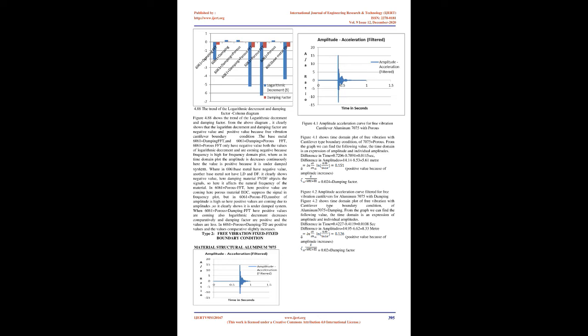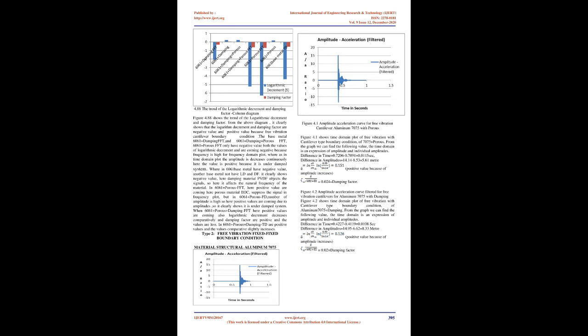Type 2, free vibration fixed boundary condition. Material structural aluminum 7075. Figure 4.1 shows time domain plot of free vibration with cantilever type boundary condition, of 7075 plus porous. From the graph we can find the following value. The time domain is an expression of amplitude and individual amplitudes. Difference in time equals 0.7206-0.7091 equals 0.0115 sec. Difference in amplitudes equals 14.14-8.53 equals 5.61 meter. D equals positive value because of amplitude increases.